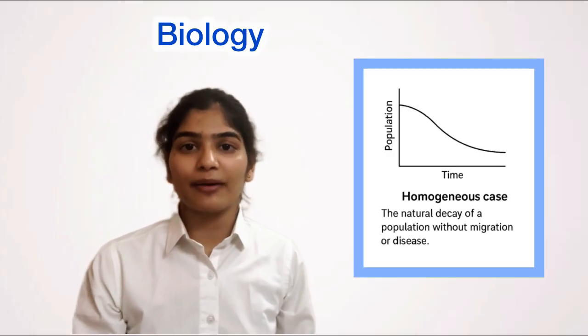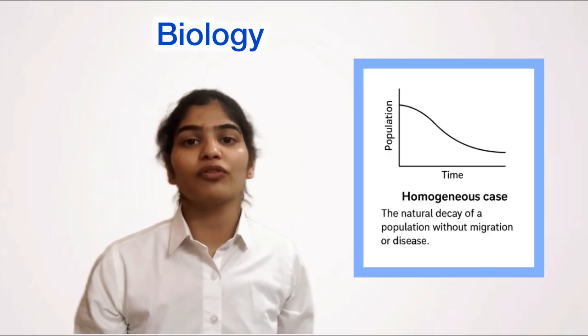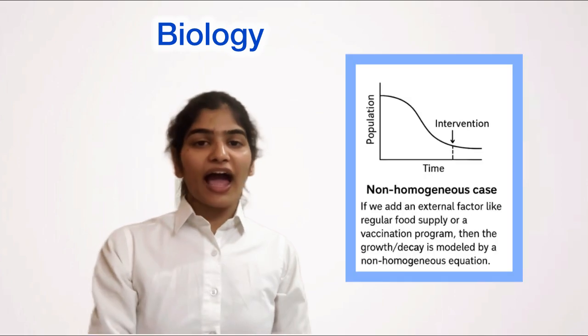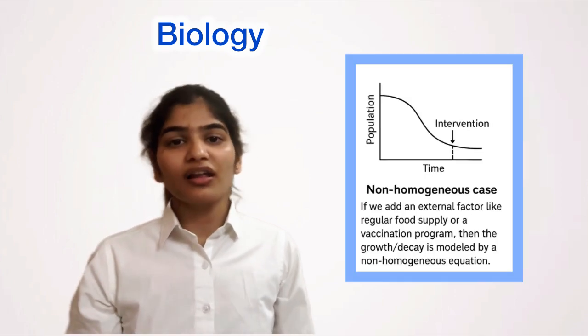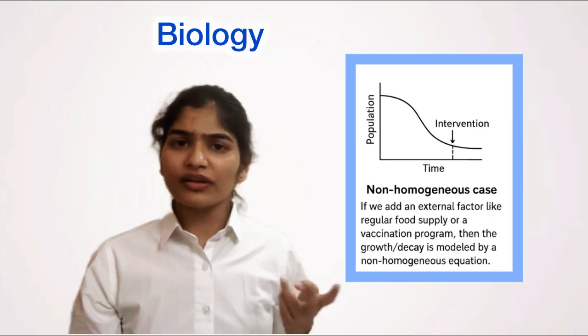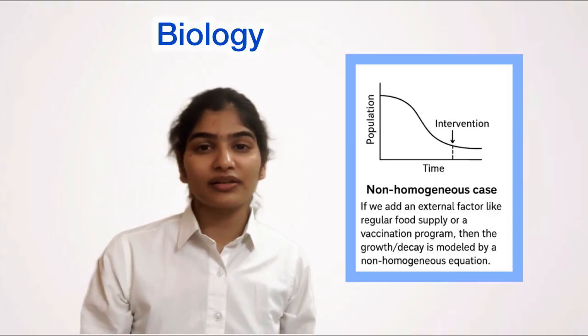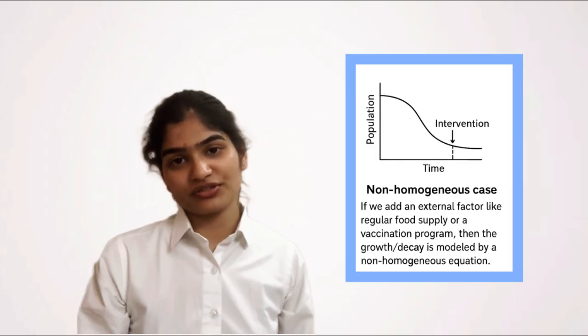For our last field, we have biology. For this homogeneous case, we can take the example of the natural decay of a population without any migration or disease. But if we add an external factor like regular food supply or a vaccination program, then the growth or decay is modeled by a non-homogeneous equation.